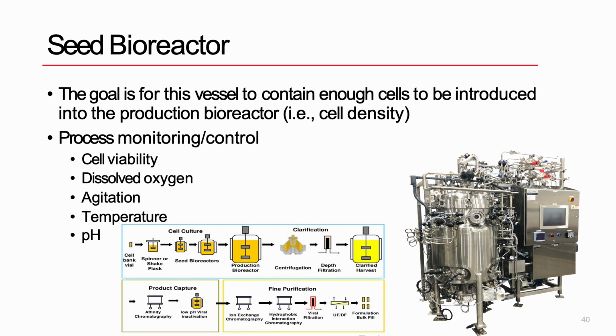We also have seed bioreactors. So the goal is for this vessel to contain enough cells to be introduced into the production bioreactors. Now, the process monitoring control that we have is the cell viability. We are going to look into the ViaCell process or equipment. We also need to measure the dissolved oxygen. We will have to manage and control the agitation and, of course, the rotation per minute.